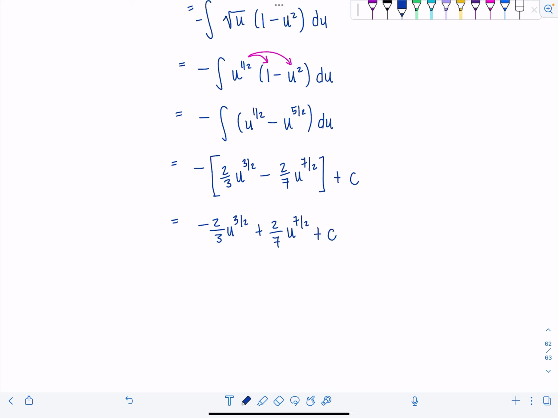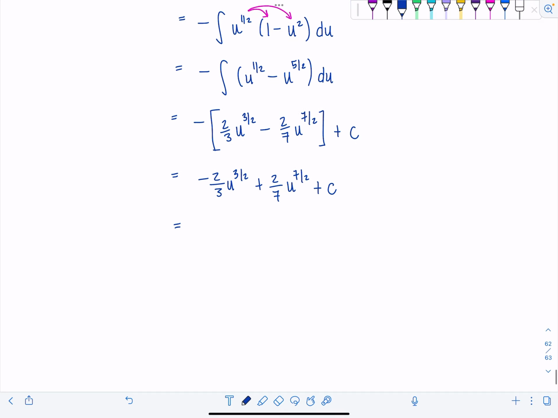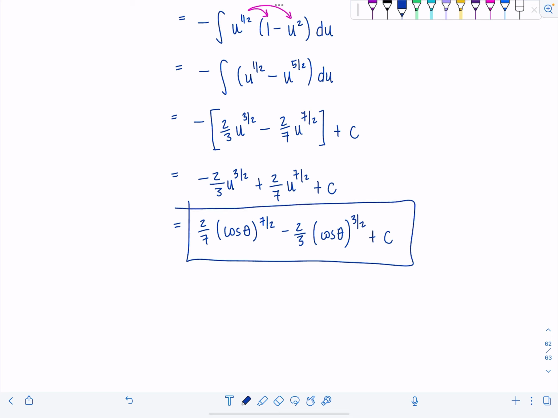And now I'm going to replace u with cosine theta. And I'm going to switch the terms around. I don't like the negative one to be the first one out the gate. You know, it's not pleasing to the eye. So 2/7 cosine theta to the 7/2 minus 2/3 cosine theta to the 3/2 and then plus c, like that.